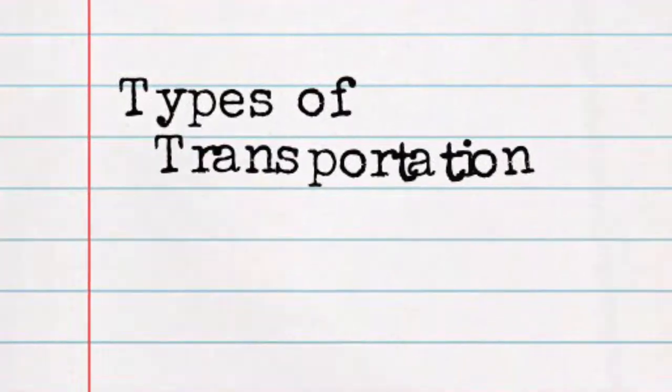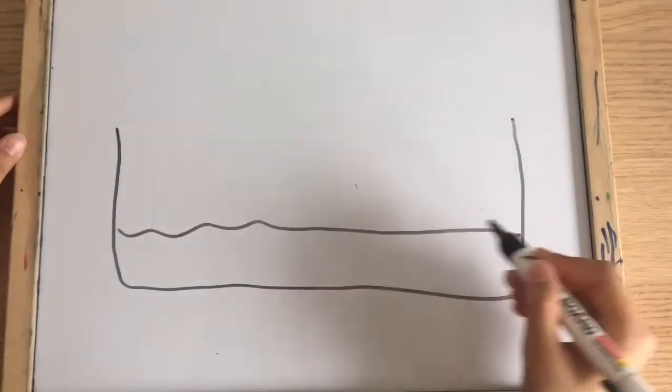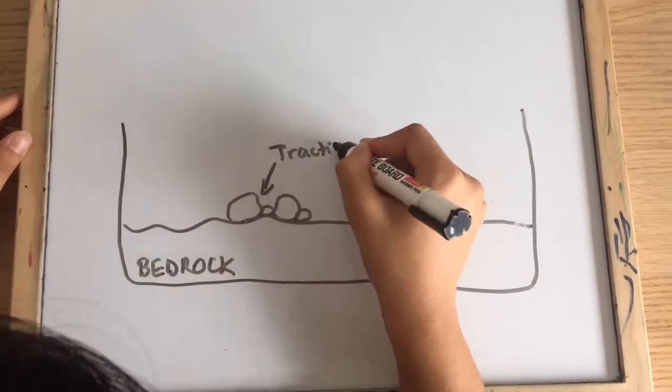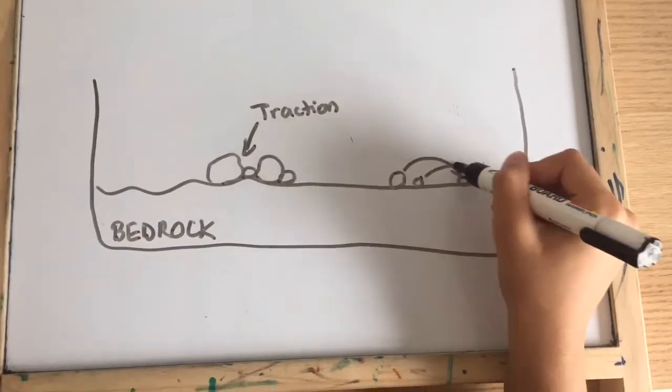The different types of transportation are suspension, traction, saltation, and solution. This often makes the valley steeper and gives it a V-shaped-like appearance.